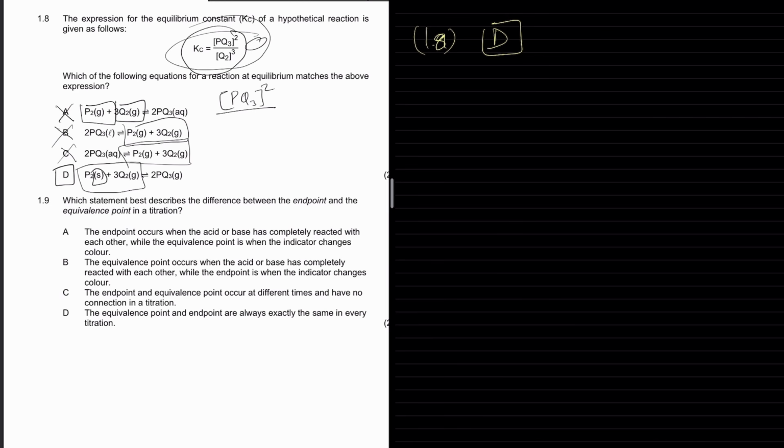This is question 1.9. Which statement best describes the difference between endpoint and the equivalence point in a titration? A, the endpoint occurs when the acid or base completely reacted with each other, while the equivalence point is when the indicator changes color. It's actually the opposite, so A is out. B, the equivalence point occurs when the acid or base has completely reacted with each other. Yes, that is true. While the endpoint is when the indicator changes color. Yes, that is correct. So 1.9, the answer is B.